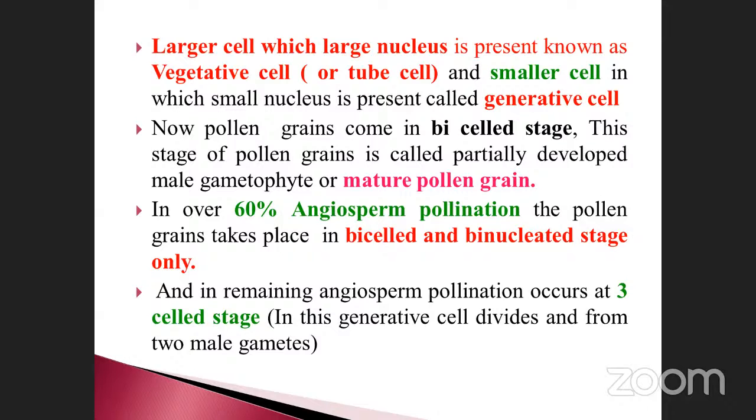Note it down: in these, the generative cell divides and forms two male gametes. The male gametes are formed from which cells? Generative cells. Okay. So the male gametes come from generative cells. This is also very important. How many cells are there? As already on our board, the vegetative cell is one, and the generative cell is divided into two. So in total there are 3 cells. This is also a very important thing.